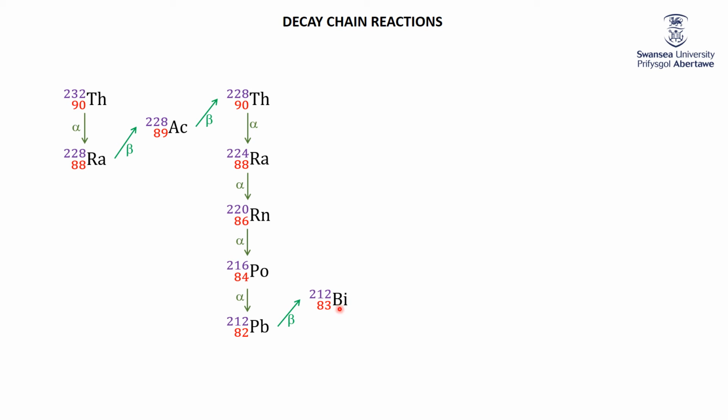83, you say, oh, bismuth, we said that might be right, but again, 212 is too big for bismuth, so it needs to undergo another beta decay to get up to polonium-212. Polonium-212, absolutely no doubt whatsoever that that is radioactive because it's got 84 protons. It kicks out an alpha particle and you end up with the stable isotope lead-208.